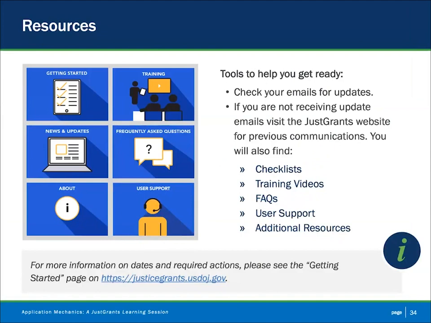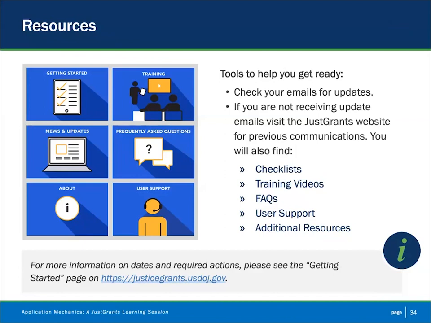If you're not getting any emails, go to the link at the bottom of the screen, JustGrants.usdoj.gov, and click on the news and updates screen. It will bring you to a place where you can sign up for those emails so you can have the most current, up-to-date information about what's happening with JustGrants in the system. And the link on the slide brings you to everything that you see here on the screen.